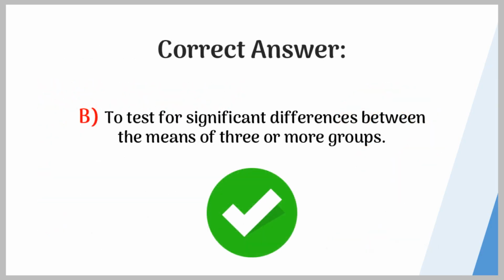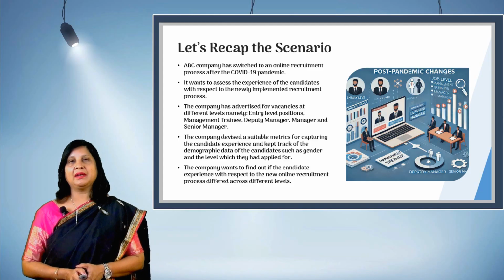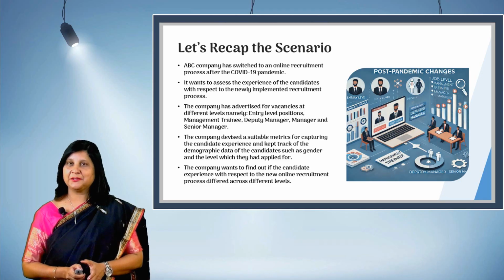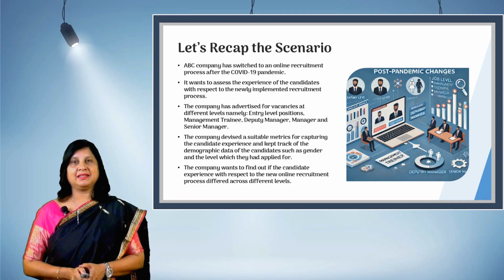Yes, the correct answer is B, to test for significant differences between the mean of 3 or more groups. Let's now see how we can run one-way ANOVA in SPSS. We will go back to the scenario we had discussed in the independent sample t-test video.